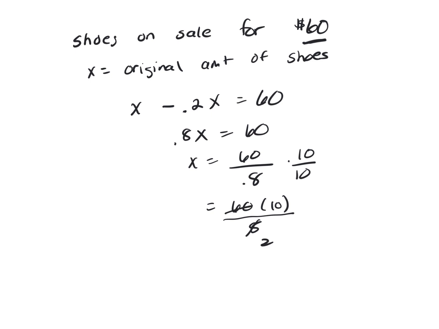4 will go into 60, 15 times. 2 will go into 10 5 times. 15 times 5 is 75, and that's X. So that will be the regular price of the shoes.